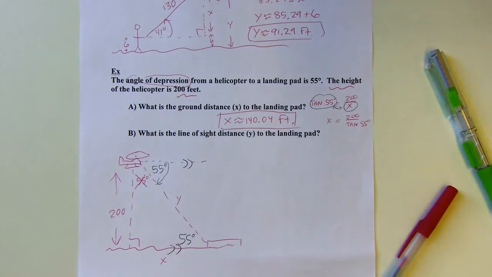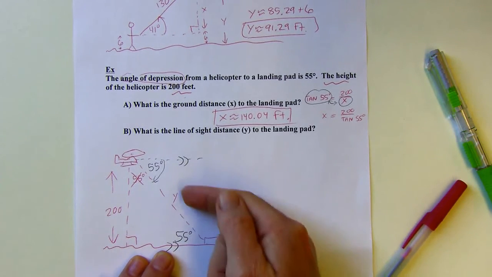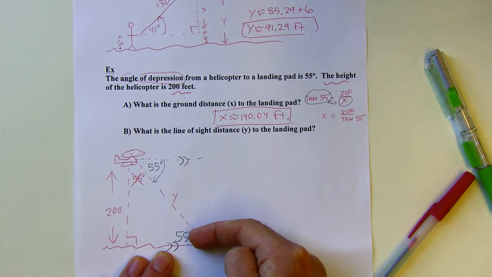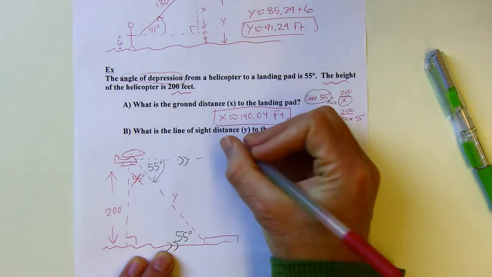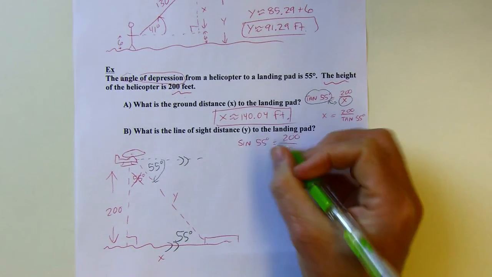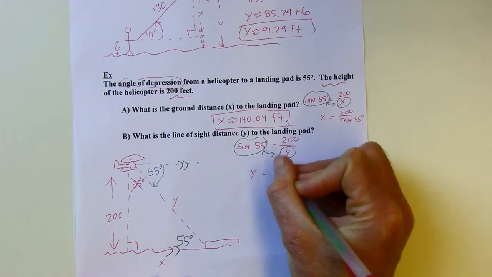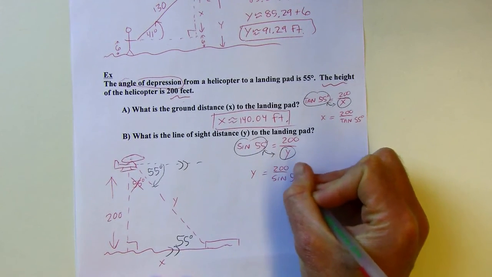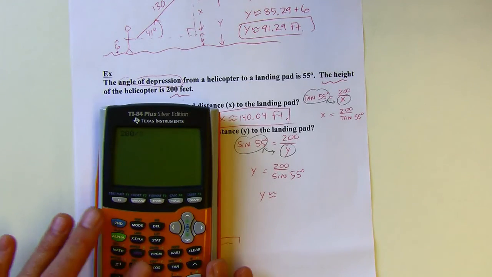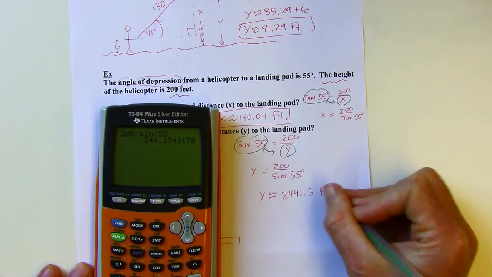Now let's find Y. Actually, since I got X, you could use the Pythagorean theorem. We have two sides of a right triangle. But I'm going to do this with trigonometry. Looking at the Y and the 200, opposite, hypotenuse, this would be sine of 55 degrees equals 200 over Y. Incredible switch since I got that variable in the denominator. And calculator time. 244.15. Again, this is in feet.